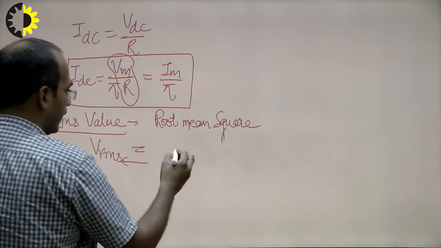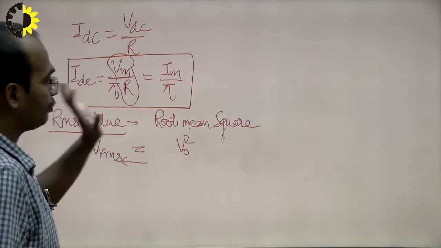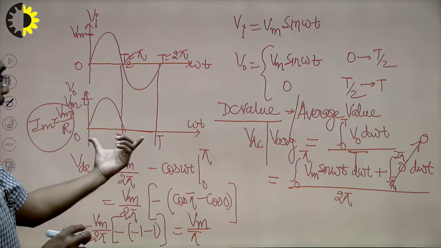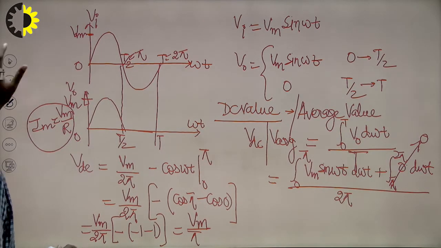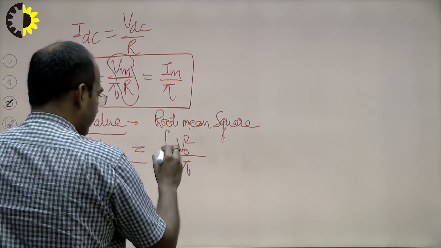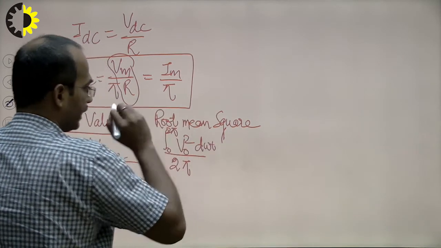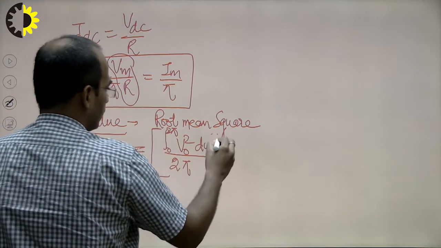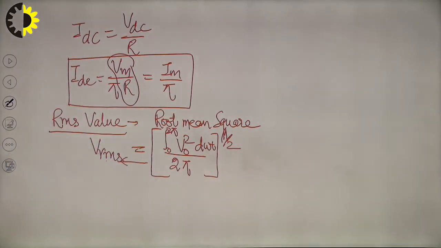So, how will I write? V naught square, after that I have to take mean. For taking the mean, how will I take mean? This signal is defined for one time period, 0 to T, T is nothing but 2 pi. So, I am writing here 1 upon 2 pi integrating from 0 to 2 pi d omega t. Now, I have to take root. For taking the root, I will put this to the power 1 by 2.